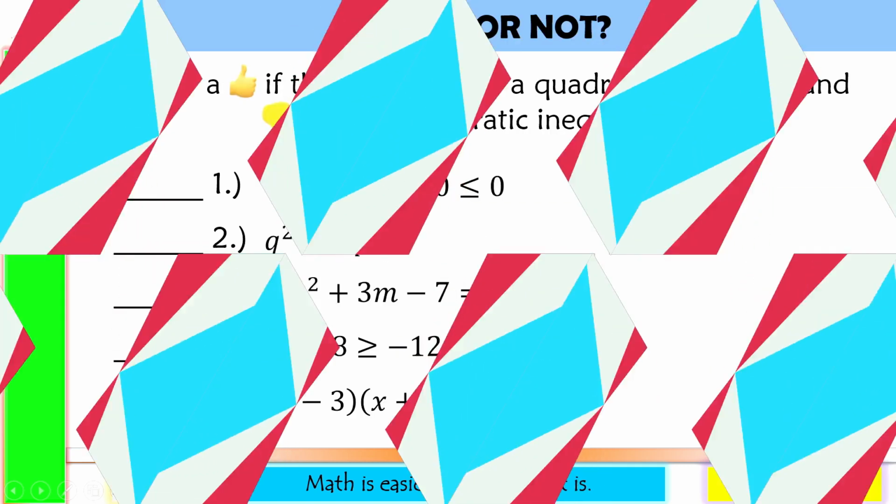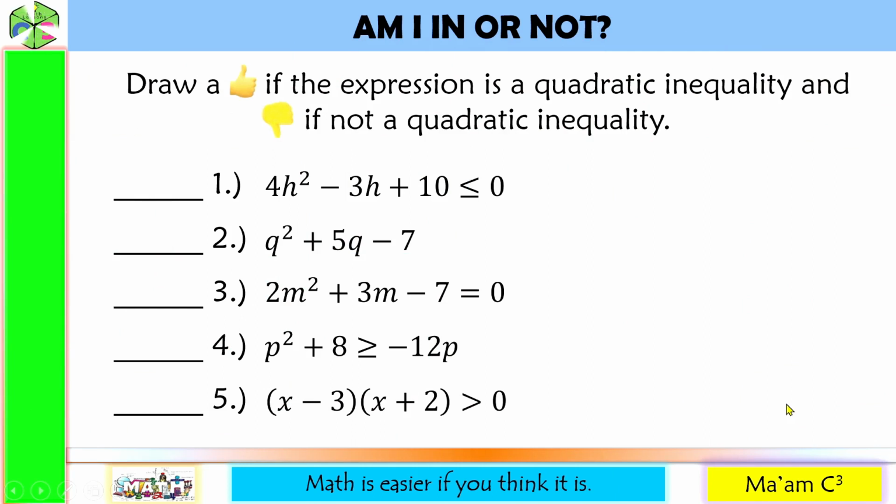Let's have another activity. Am I in or not? Draw a thumbs up if the expression is a quadratic inequality and a thumbs down if not a quadratic inequality. The highest exponent of the variable is 2, so this is quadratic. And I have here an inequality symbol, so this is a quadratic inequality. Thumbs up. The highest exponent of the variable is 2, but I do not see an inequality symbol, so this is not a quadratic inequality.